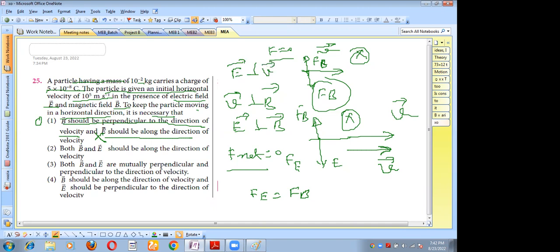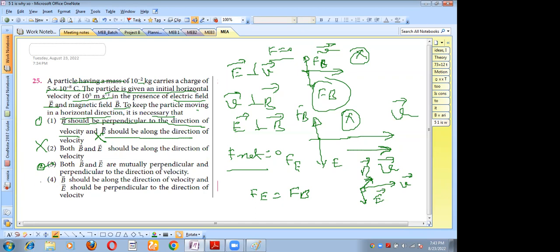Now see option B. Both B and E should be along the direction of velocity, no? Option C: both B and E mutually perpendicular to the direction. This seems to be correct. Option C seems to be correct. B and E mutually perpendicular. If you see this case, the magnetic field is inward and the electric field is like this. Both are mutually perpendicular, and V is also like this. So all are mutually perpendicular, right? So the third seems to be correct.